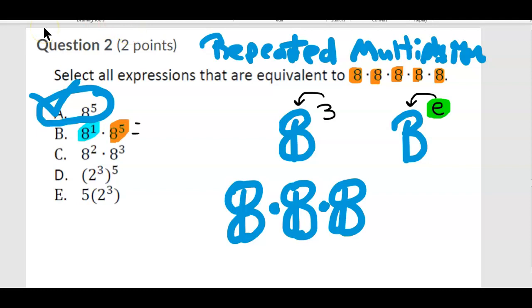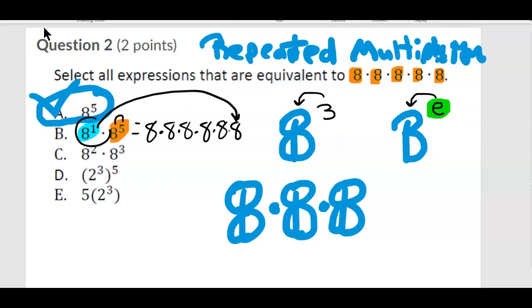But this one here is saying 5 8s plus one more 8. So this would look like this. The 5 8s right here, 1, 2, 3, 4, 5. Repeated what? Multiplication. That's what exponents are, repeated multiplication. Then they have one more over here. So yeah, that's 6 8s. So 8 times 8 raised to the 5 is really 8 times itself 6 times. 1, 2, 3, 4, 5. That's where the orange ones come from. And that little blue one plus the little blue one makes a total of 6.